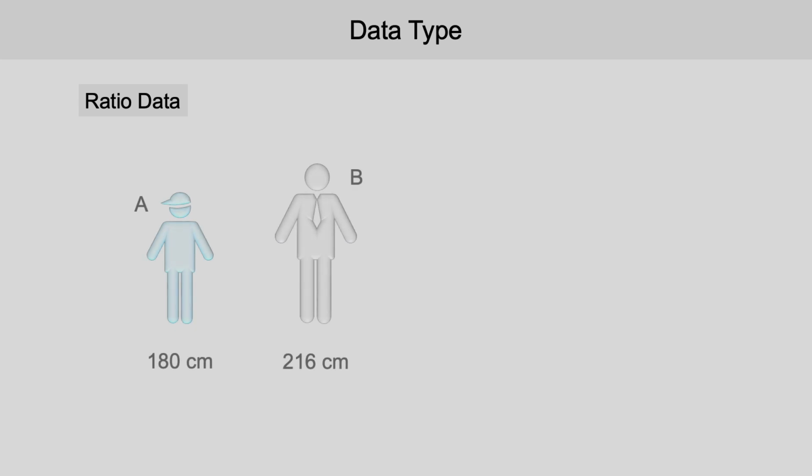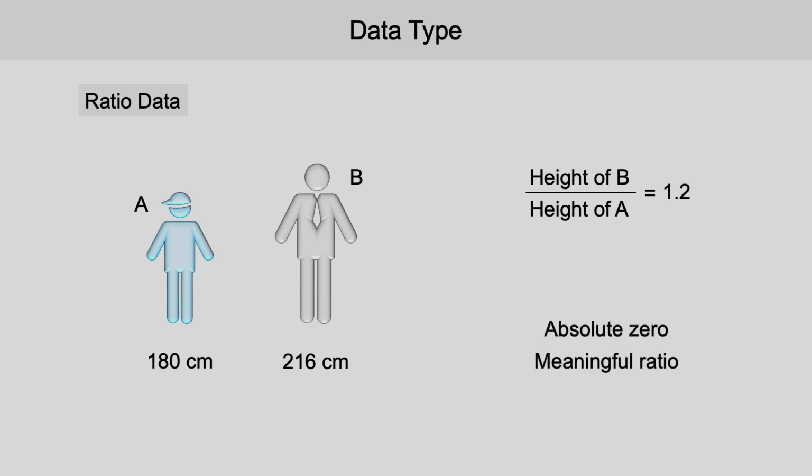Ratio data is the most informative. For instance, if person A's height is 180 centimeters and person B's height is 216 centimeters, then we can say that B's height is 1.2 times that of A. Since height has an absolute 0 point, the comparison of the ratios is meaningful, which is why it's called ratio data. So as you can see, this type of data provides very comprehensive information.